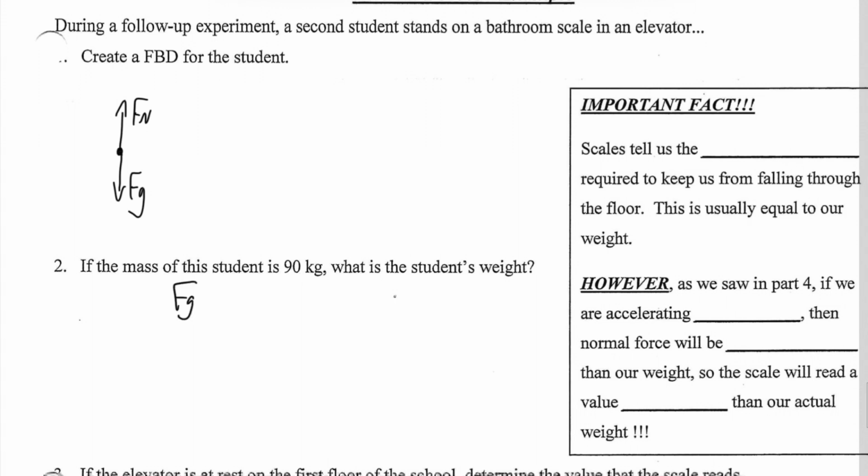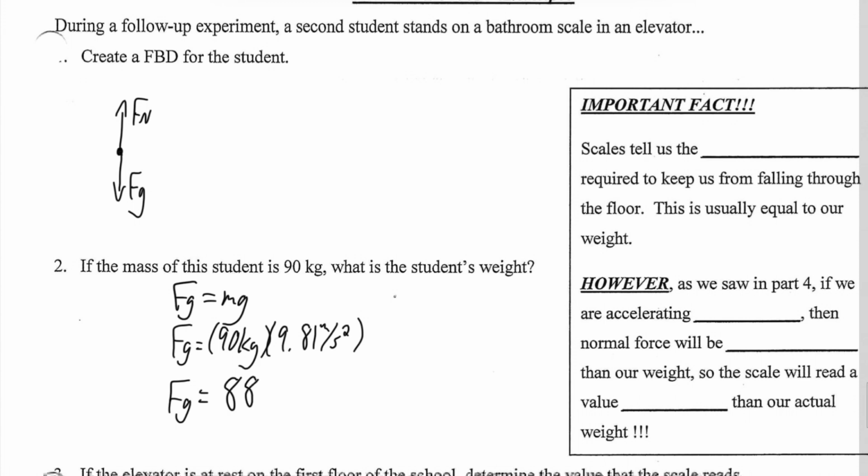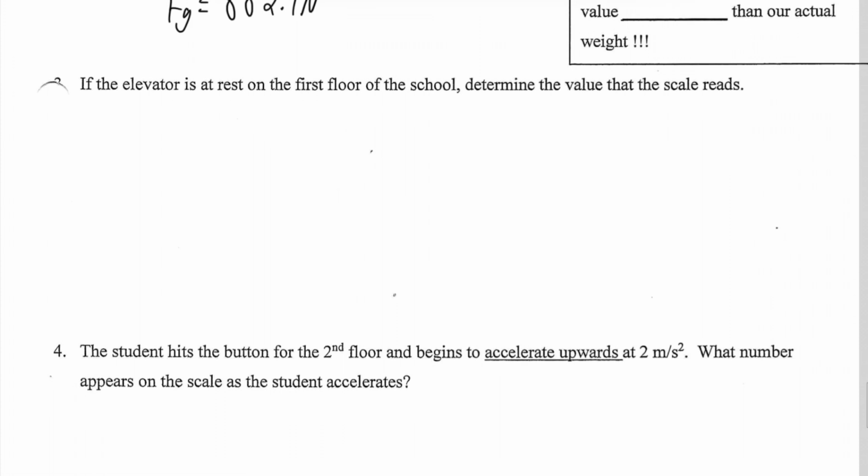We can use our weight equation, Fg equals mg, plug in our mass of 90 kilograms, times g, which is 9.81 meters per second squared. And we will find that our weight is equal to 882.9 newtons.